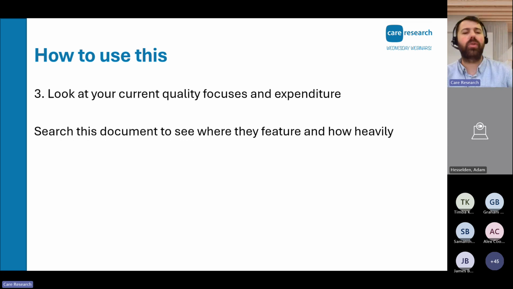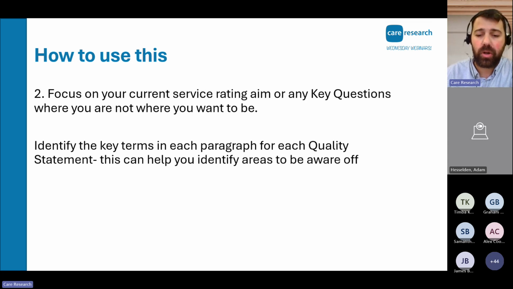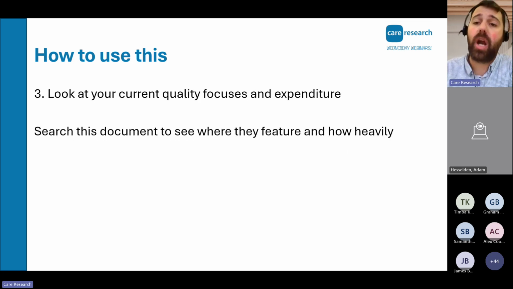Look at your current quality focuses and expenditure. Have a look at the things that you are doing a lot of work on now. It's kind of similar to number two. Number two is about you focusing on areas that you know you need to do work on. Number three is about focusing on the areas you are currently doing work on.